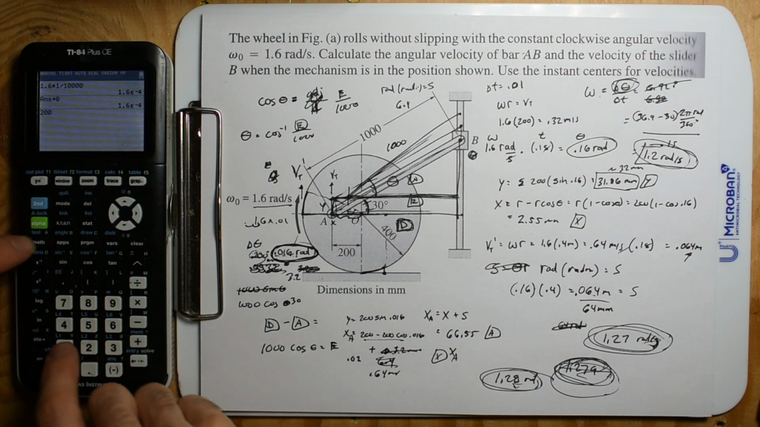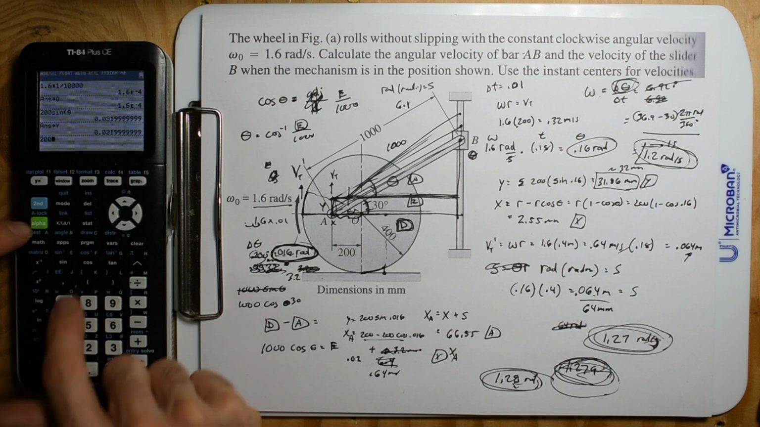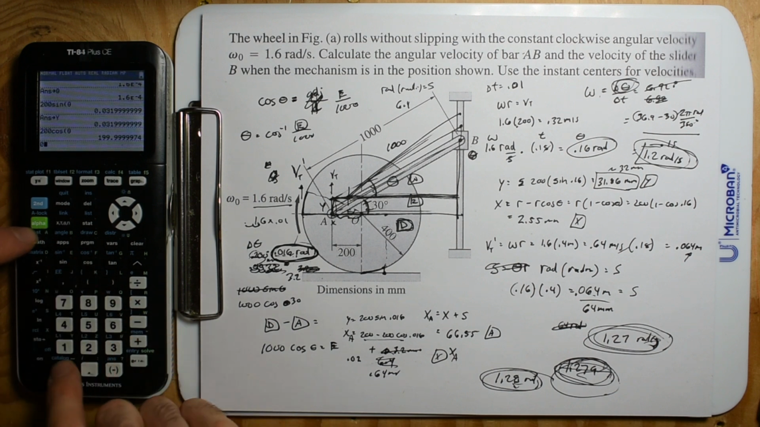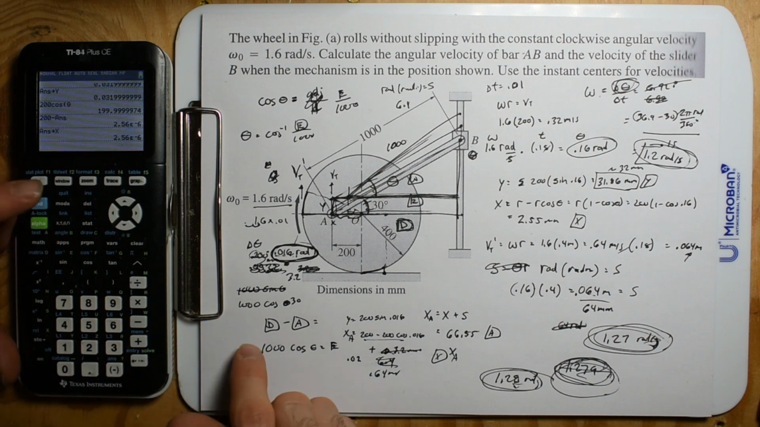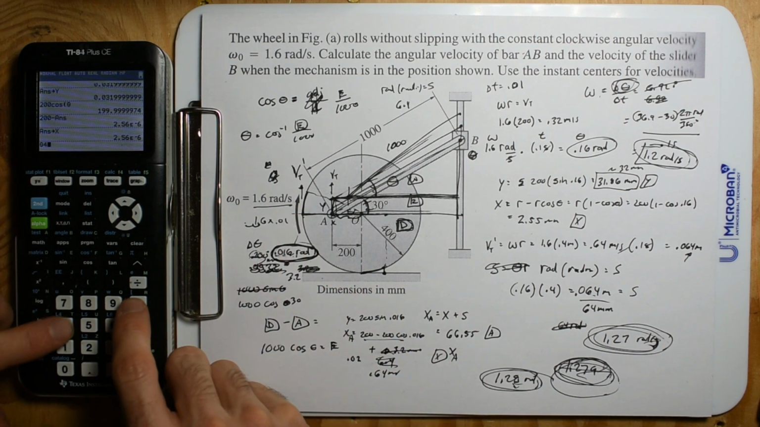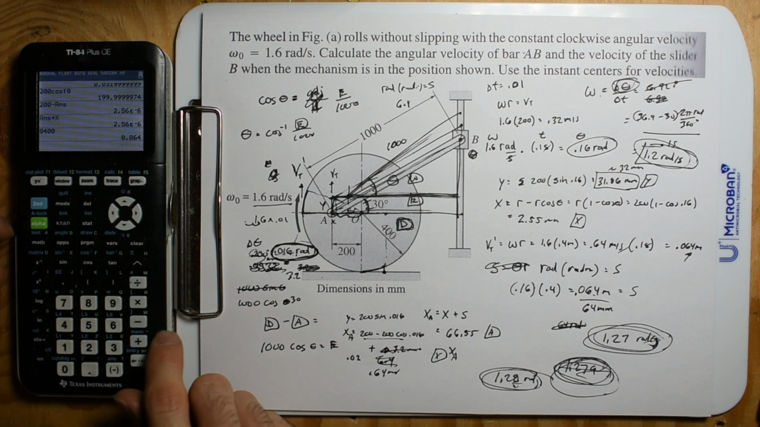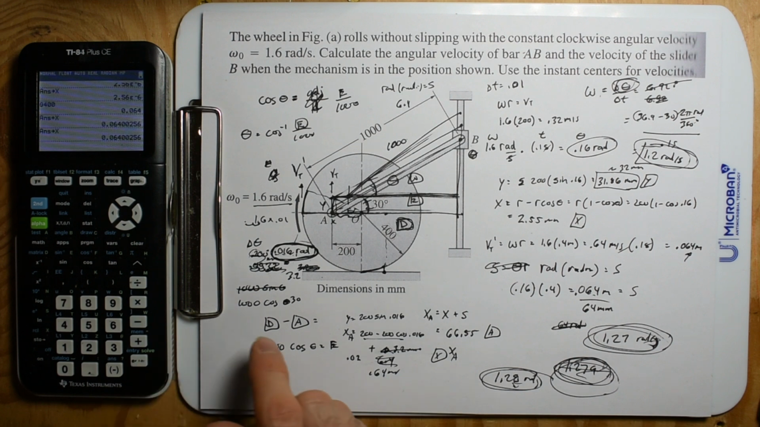Alright, so we have 200 sine theta. Store that as alpha y. We have 200 cosine theta, and then 200 minus that. Store that as alpha x. We're going to have radians times radius, so times 400. That's 0.064 millimeters. So we're going to add that to x and store it as x.